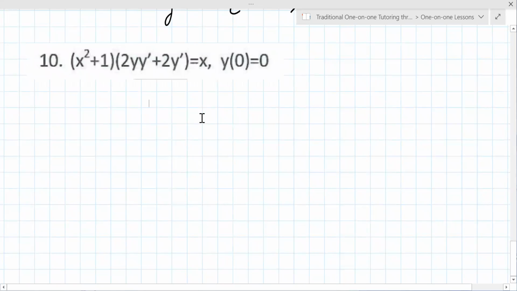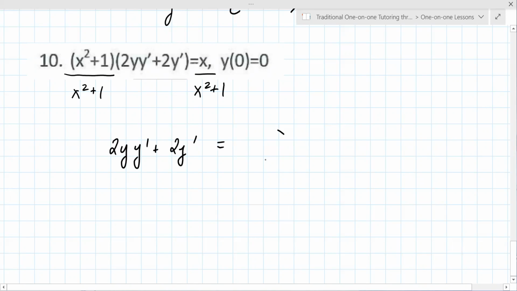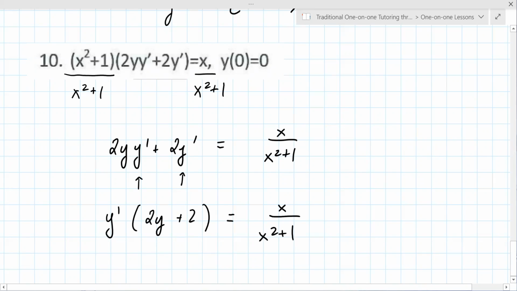All right, so what I see is, let me get rid of this first, x squared plus 1. I'll just divide it on both sides. So that's 2y y prime plus 2y prime equals x over x squared plus 1. And then what I notice on the left, I say, oh, well, there's a y prime in both, and I can factor out y prime, which is a 2y plus 2. And that helps me to say, okay, well, basically then I have this thing kind of separated.